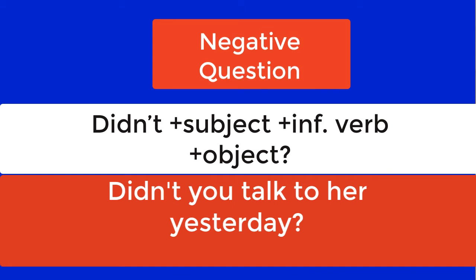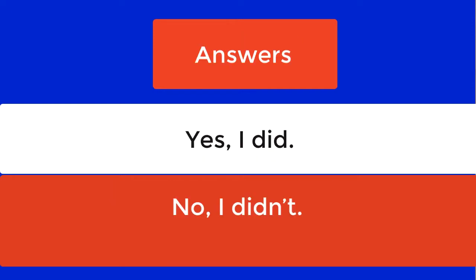Negative question, did plus not plus subject plus infinitive of the verb without to plus object plus question mark. Example, didn't you talk to her yesterday? Answers. Examples. Yes, I did. No, I didn't. Remember that when we use did, the main verb always goes in infinitive.